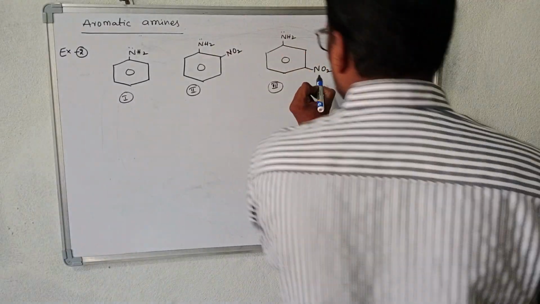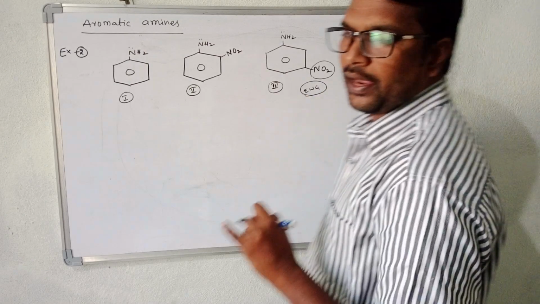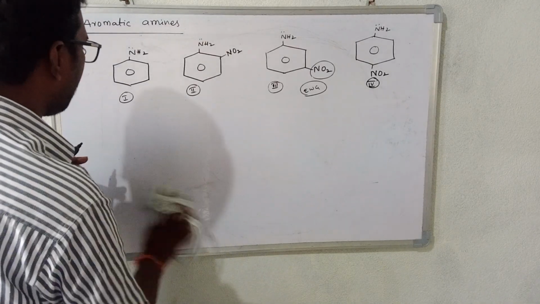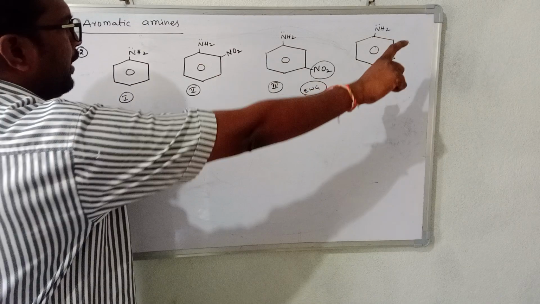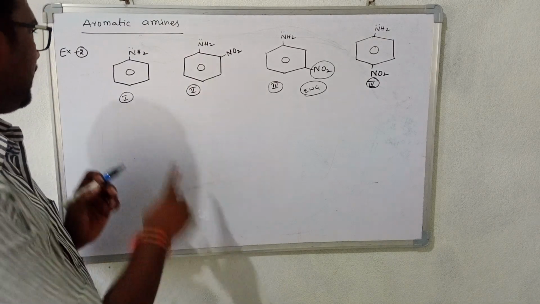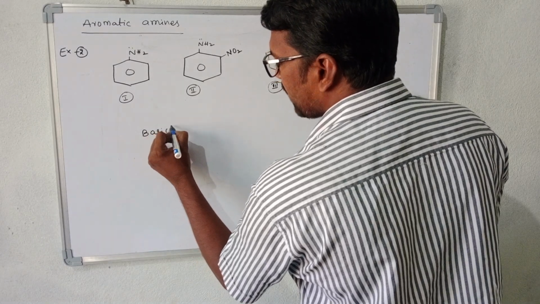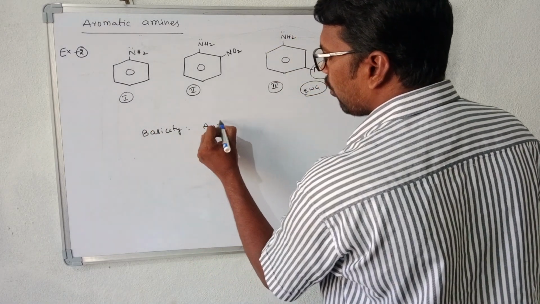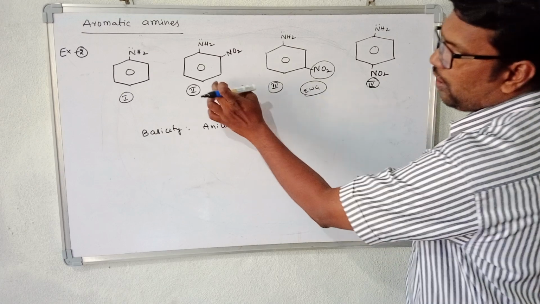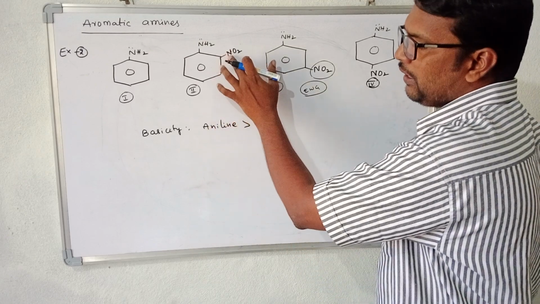Here the NO2 group, we already studied, is an electron withdrawing group. An electron withdrawing group can decrease the basicity. Whenever you take an electron withdrawing group, basicity decreases. So when you compare these four, electron withdrawing groups are present, which decrease the basicity. That's why when you write the basicity order, aniline is the most basic because it does not contain any group. And you already know ortho is the least one. At the ortho position, whether an electron donating or electron withdrawing group is present, it is least basic.